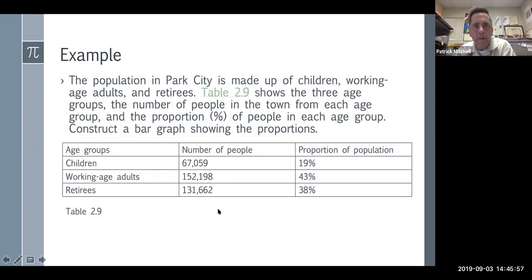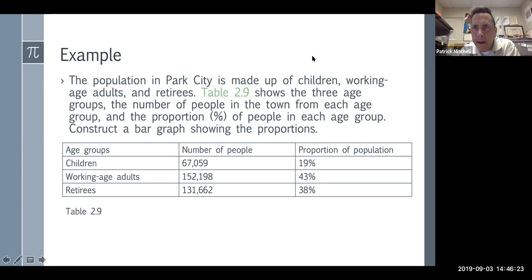Okay, so our example of a bar graph is going to be very similar to the one you just saw. A population in Park City is made up of children, working age adults, and retirees. This table shows the 3 age groups, the number of people in the town from each age group, and the proportion of people in each age group. And they want us to construct a bar graph showing the proportions.